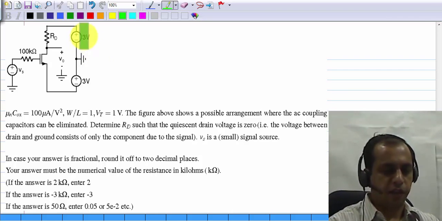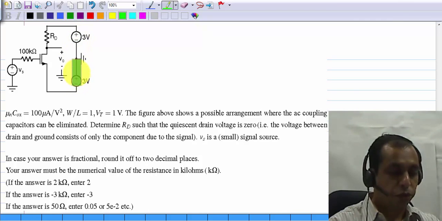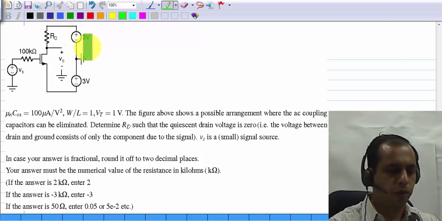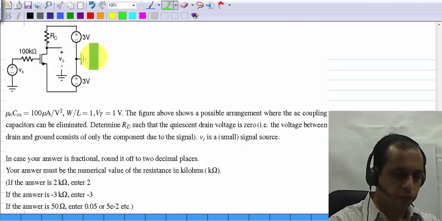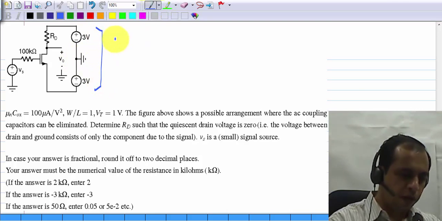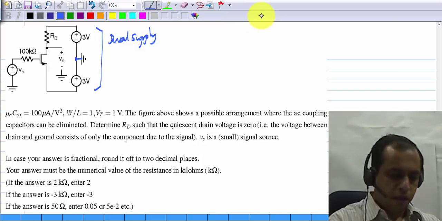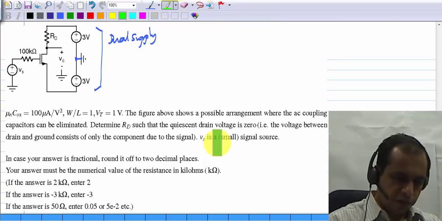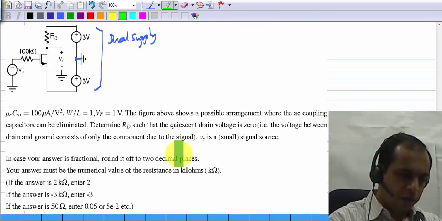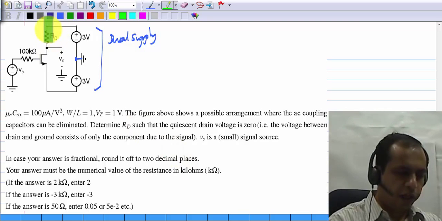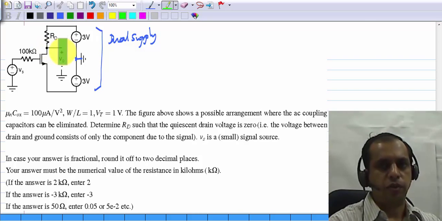But usually whenever you have such a condition, you will end up having to use two supply voltages. A single one will not do. You have to use two of them. This is known as dual supply, and the midpoint here is grounded. Now what is it that is asked for? You are asked for the value of Rd such that the quiescent output voltage is 0.